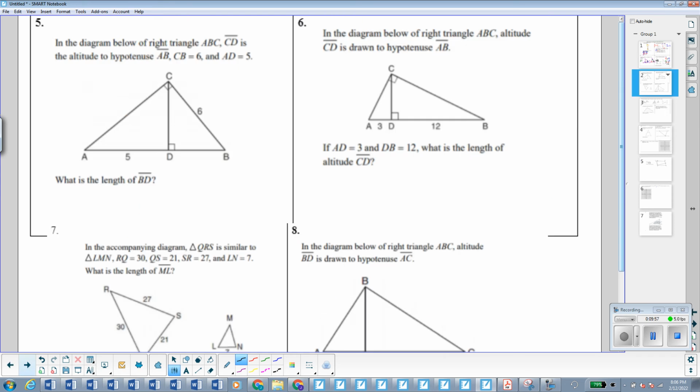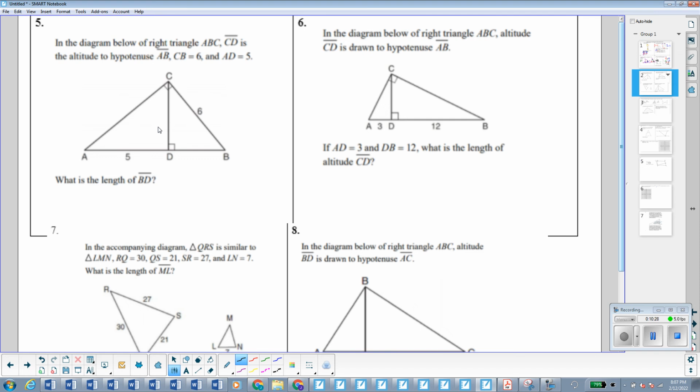In number 5, we are told that we have right triangle ABC, and we're told that CD is the altitude to the hypotenuse of the big right triangle. So we should automatically be thinking, once we see this diagram, once we hear the words altitude drawn to the hypotenuse of the big right triangle, we should be thinking right triangle altitude theorem. So we should be trying to figure out what we're solving for, and if that's going to mean that we use the leg rule or the altitude rule.